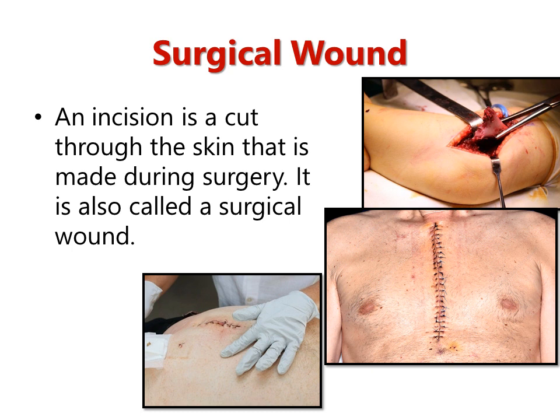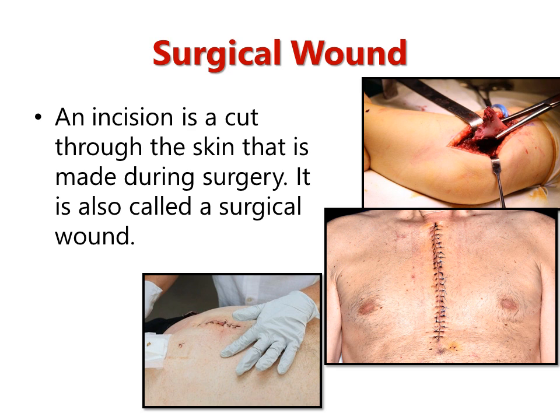Okay, what is a surgical wound? A surgical wound is a cut through the skin that is made during surgery. We call it a surgical wound. And a surgical wound is normally performed to treat, to cure, to alleviate symptoms, and to diagnose certain diseases. For example, in the video that you are watching now, the first photo shows a surgical wound created in order to treat a fracture.